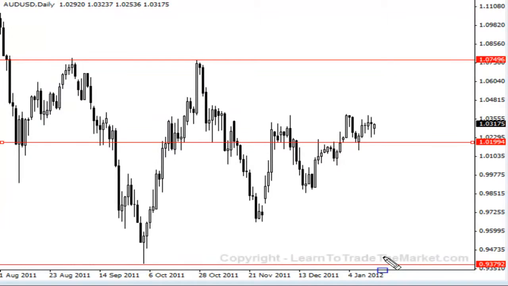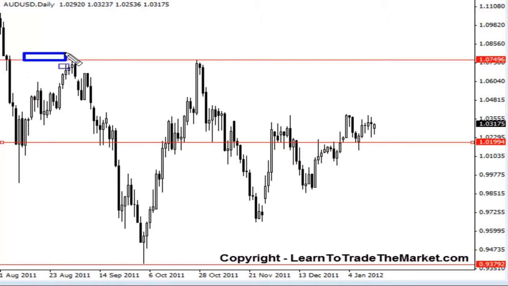Now, I just wanted to point out a daily setup on the Australian dollar. When I say daily setup, we're looking at daily time frames on the chart here. We're looking at the last few months of price data all the way back to August. In fact, I'm just going to draw the levels. This is what I always do.